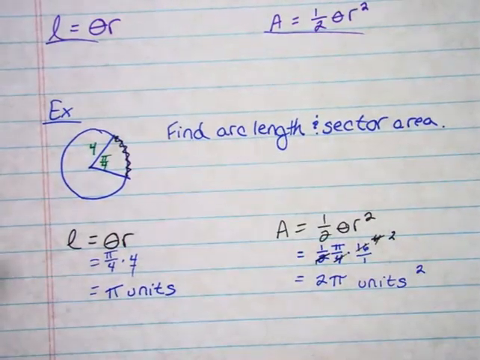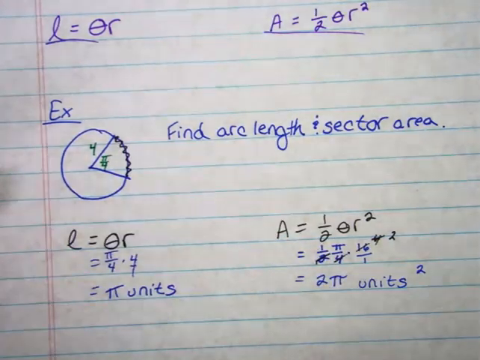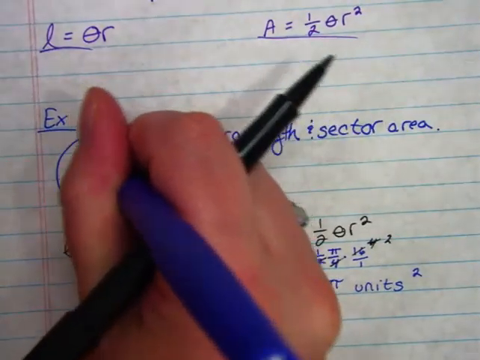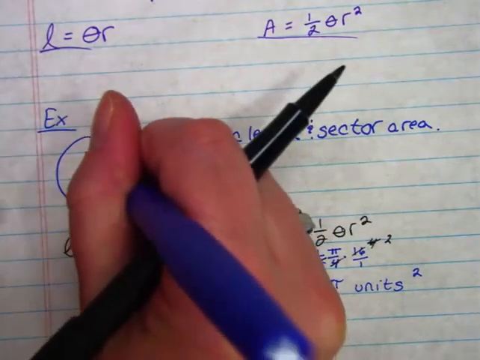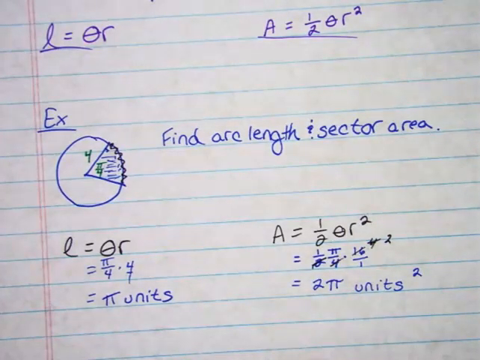because it's area. So exact answers, no approximations. This is exactly what my answer is. And you should be able to give these to me exactly. So the area of my inside region, so this region inside here, just inside that piece of pizza, is 2 pi units squared.